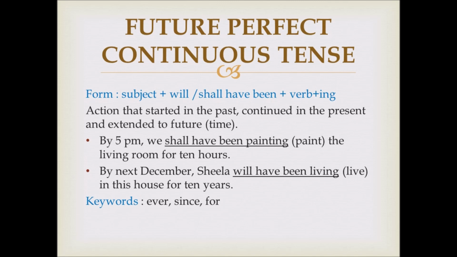The next is, by next December Sheila will have been living in this house for 10 years. So Sheila has already started to live in the house and she is living now, and she will also be living in the future, and the time they are indicating there is by next December Sheila will have been living in this house for 10 years. So the keywords for your future perfect continuous tense are ever, since and for.